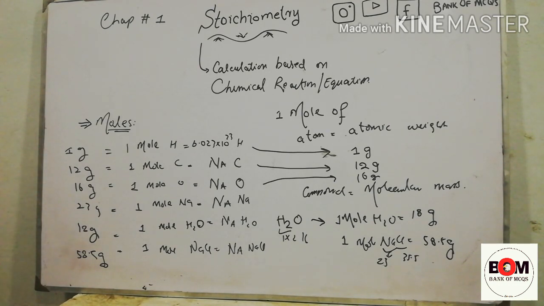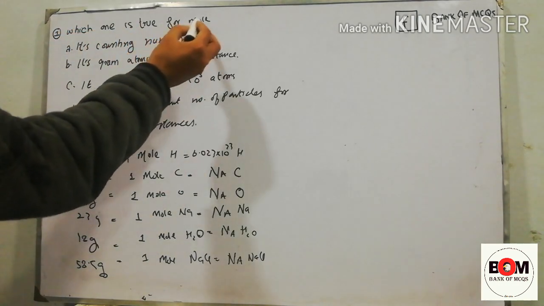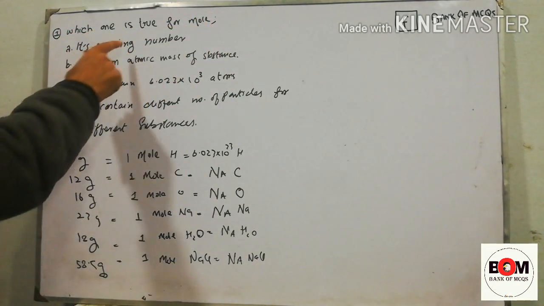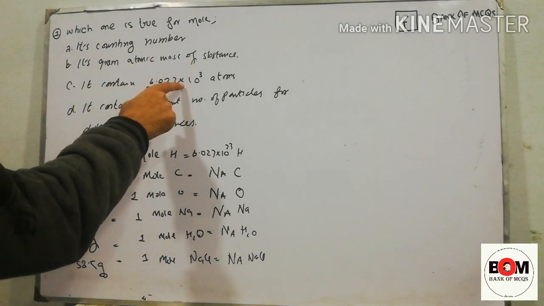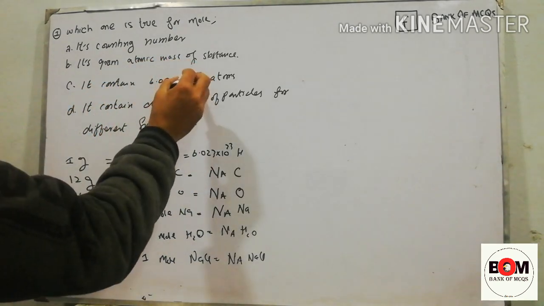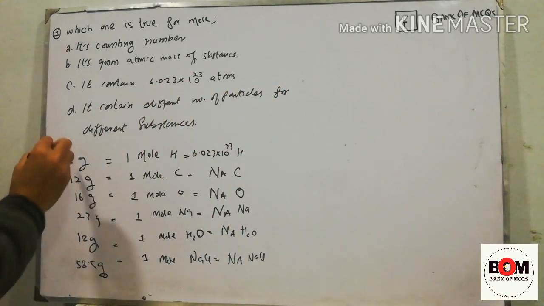Next, we are going to write 2 to 3 MCQs on this, and then we will go further to stoichiometry. Choose number first, here it's based on mole, so we will solve it. Which one is true for mole? Its counting number, its gram atomic mass of substance, it contains 6.023 to the power 23 atoms, or it contains different number of particles for different substances.